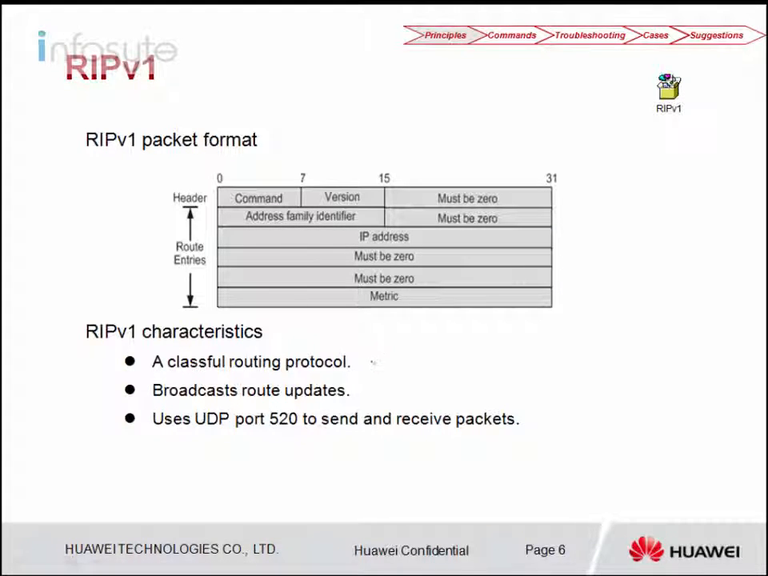So generally, RIP version 1 is a classful routing protocol, which means that it will only look at the IP as classful, like class A, B, and C. RIP version 1 uses the broadcast mechanism to contact its neighbors. It uses UDP port 520 to send and receive packets.